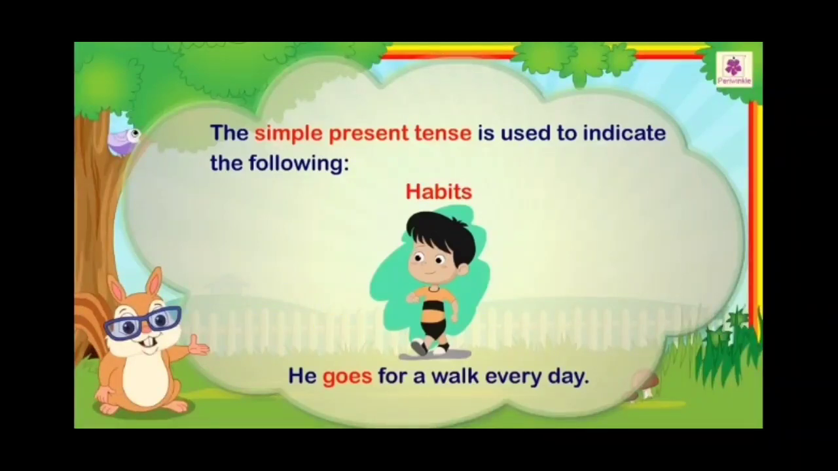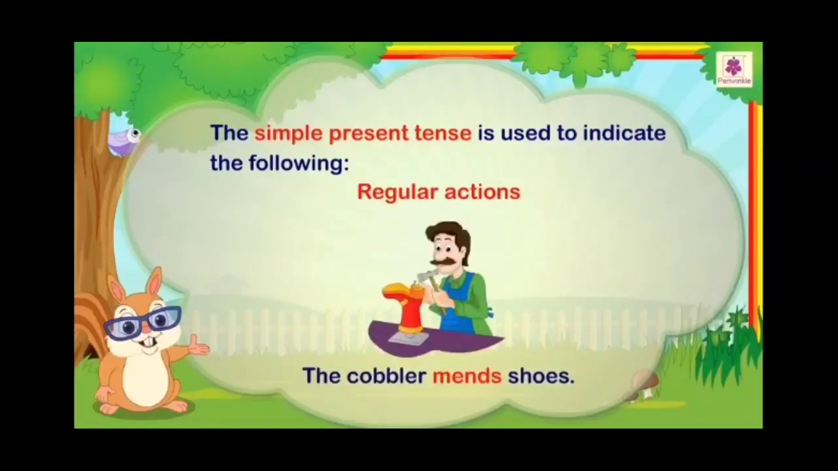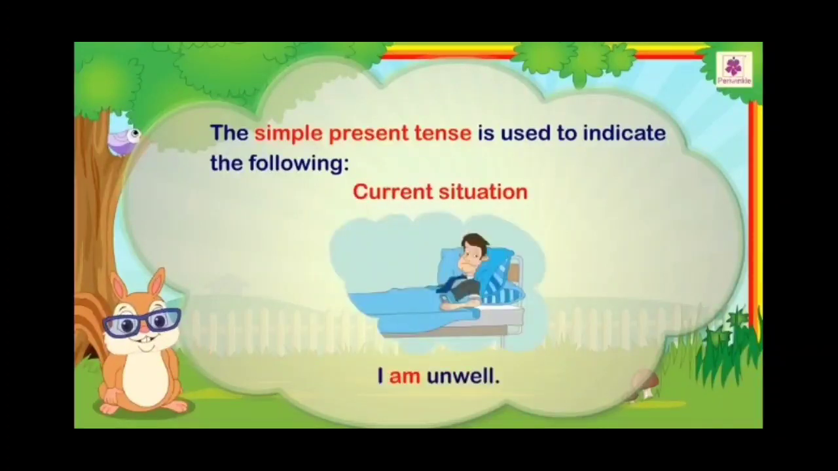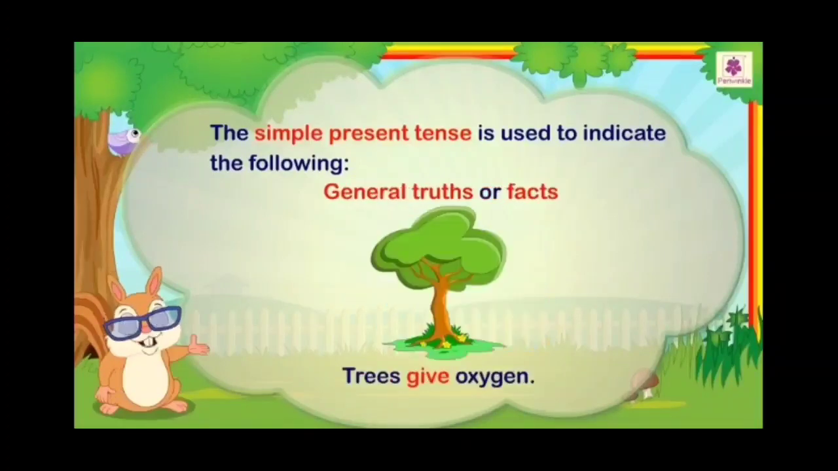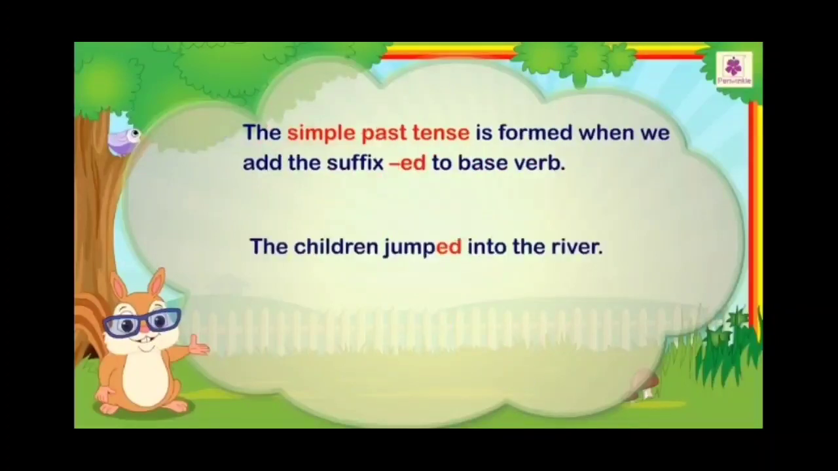The simple present tense is used to indicate the following, like habit. For example, he goes for a walk every day. This is regular action, the cobbler mends shoes. This is regular action. It also shows current situation, like I am unwell. It shows general truths or facts, like trees give oxygen.